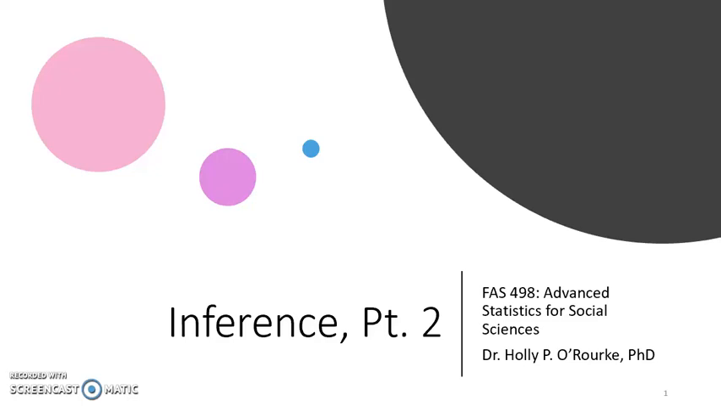Hi everyone, this is Advanced Statistics for the Social Sciences. In this lecture, I'll describe the concepts of type 1 error, type 2 error, and power.